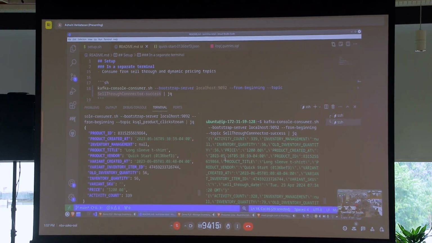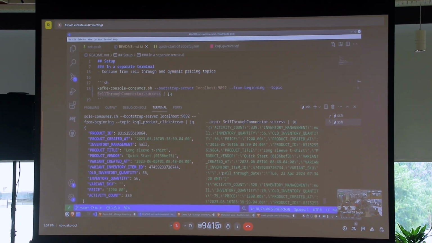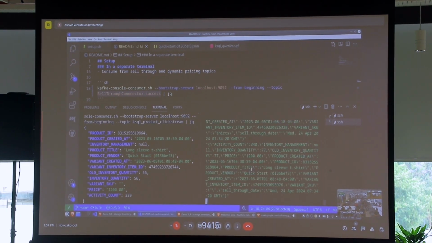So you see the exact data you're seeing here, and in addition, one more field we have is the sell-through date, which tells us, okay, it's going to sell through by 23rd April. What can you use this data for? Go and tell your downstream applications to make sure you restock it after this particular date. Maybe I want to go place my order with my manufacturer. And then, I want to reduce any spend on this particular product variant until this date, because anyway it is going to sell through. Similarly, I have one other stream for the dynamic pricing.